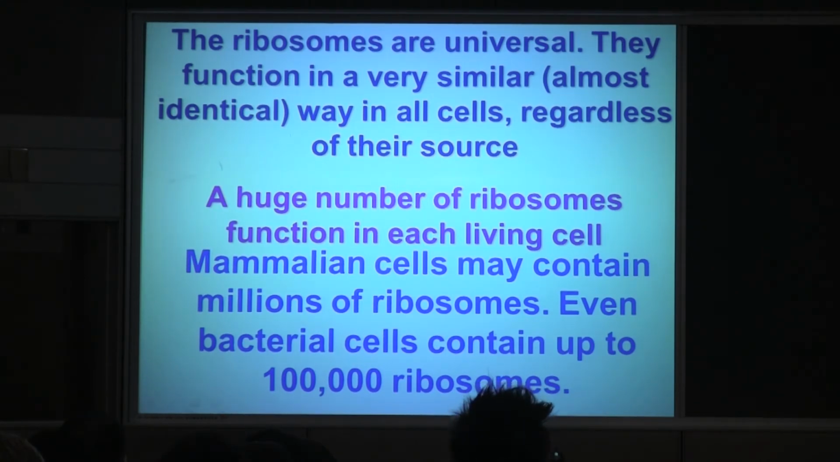So there are also many of them. They work, as I said, all the time. In the liver, for instance, there could be 5 or 6 million in one cell. And in bacteria, about 80 to 100,000.